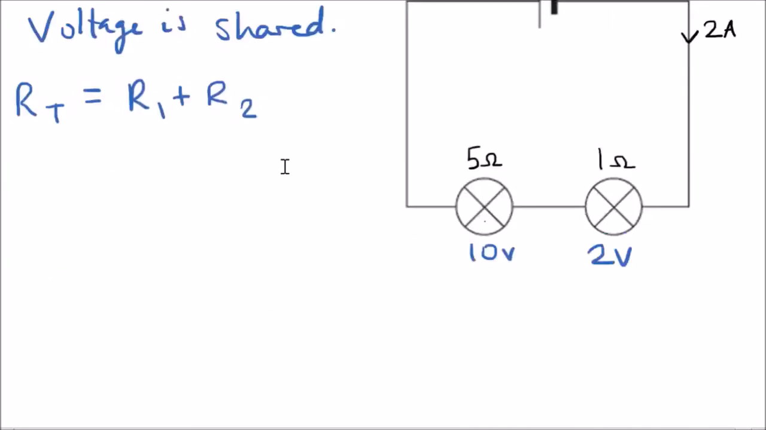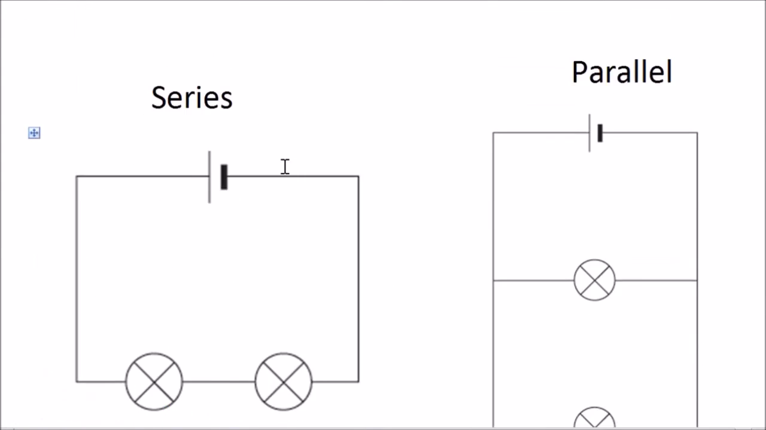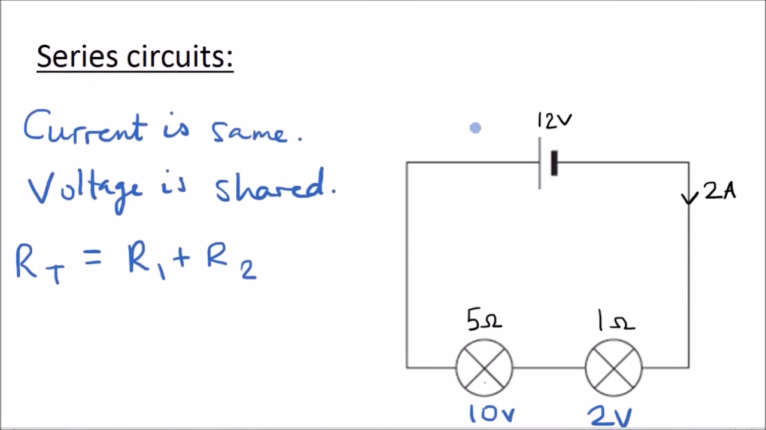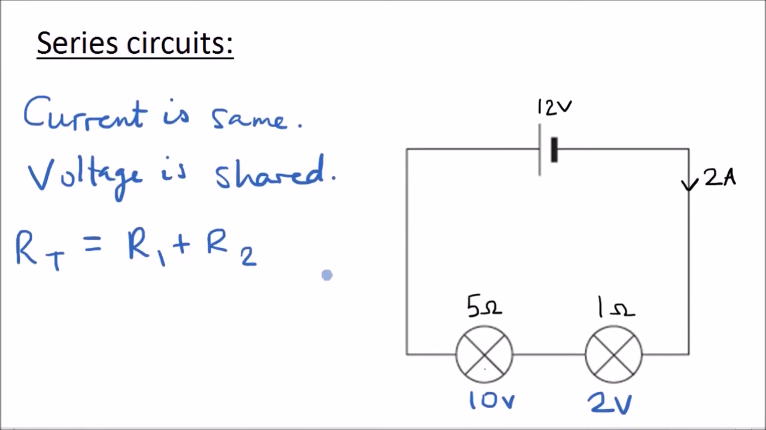So to recap, let's go back to the start. We need to know the difference between a series circuit and a parallel circuit, and we explained that earlier in the video. If we have a look at the series circuits, there are 3 rules that we need to know when it comes to series circuits. We need to know that the current is the same anywhere in the circuit. We need to know that the voltage is shared among the components that are in series, and we need to know that the total resistance, we just add up the resistances in the circuit.